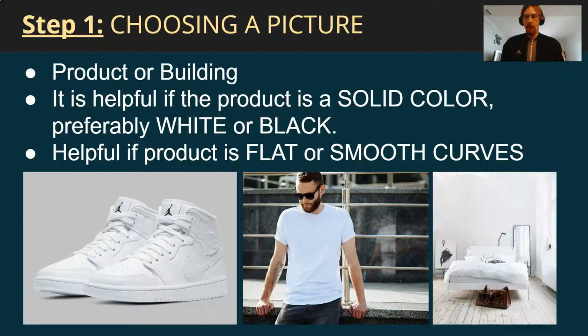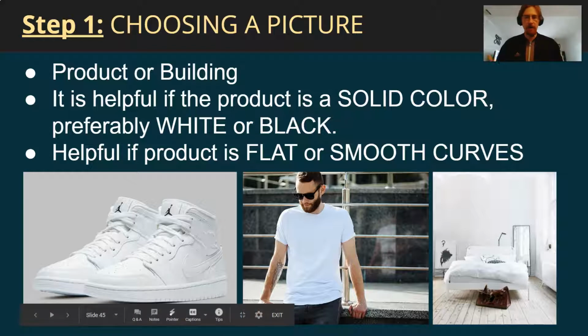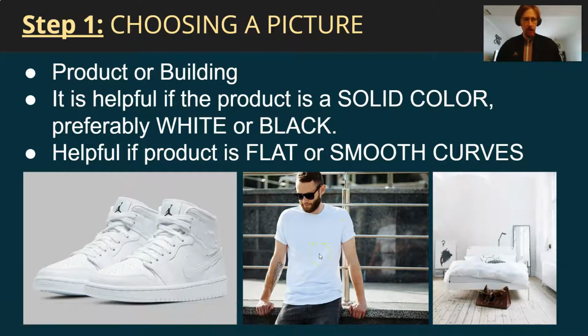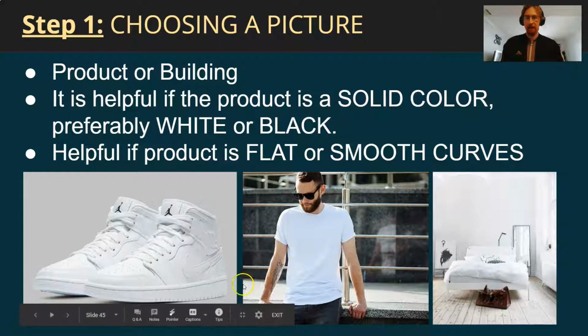So the first step is going to be choosing a picture. When you're looking for a picture of either your product or a building or a room, it is helpful if the product is a solid color, preferably either all white or all black, so that it's easier to then place your pattern and your logos and your coloring into that product.